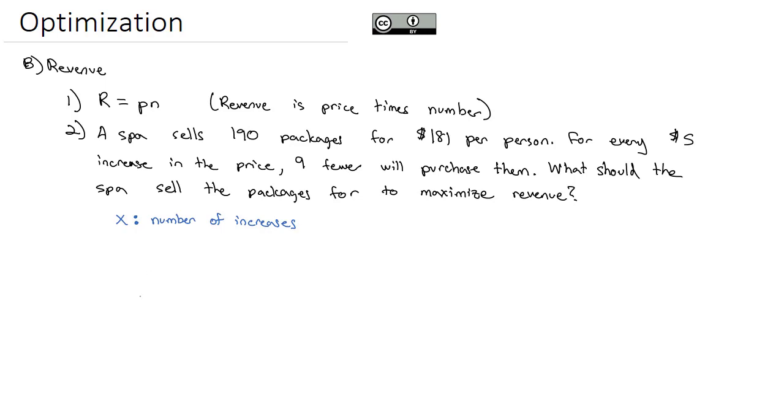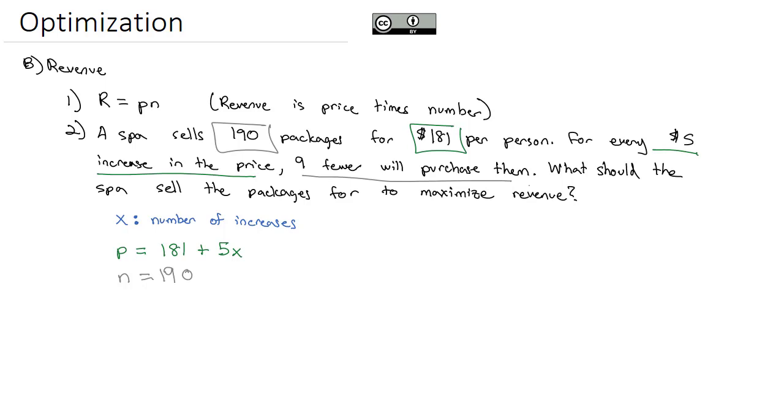So let's first look at the price. Well, the price is currently $181 per person. And we're going to increase the price $5 some number of times. So we're going to increase the price $5, and we'll multiply that by our x, the number of times we're going to increase the price. Let's look at the number of packages sold. We start out with 190 packages sold. But we're going to get 9 fewer, so we'll subtract 9 for every one of these increases in prices. We'll call that x.